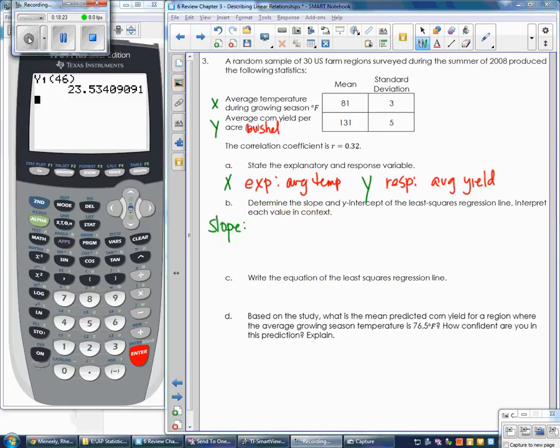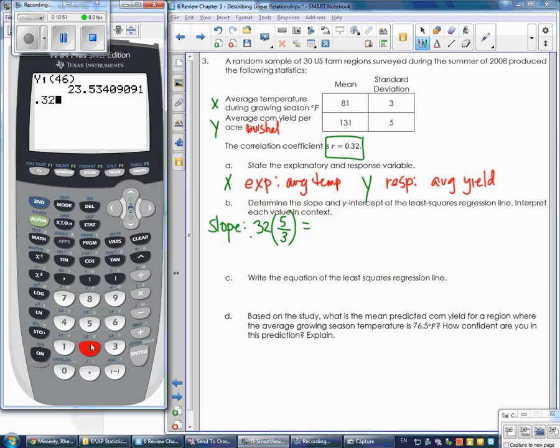Okay, so for our slope, just like I said before, the change in y over the change in x corresponds to the standard deviation in y, which is 5, over the standard deviation in x, which is 3. But then I have to remember that my slope could be positive or negative, and standard deviation is always positive. So in order to get the direction of my line, I need to take into consideration my correlation coefficient, so I also need to multiply by that. And so the slope of my line, if I take 0.32 times 5/3, we get 0.5333.